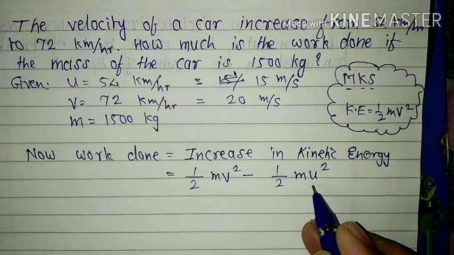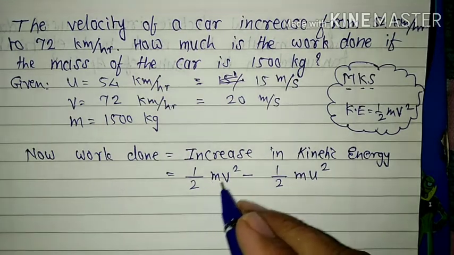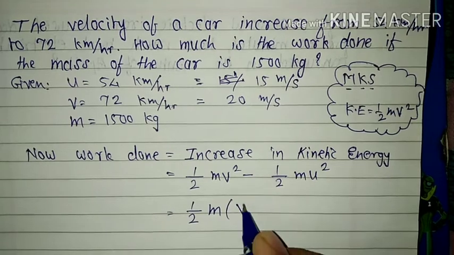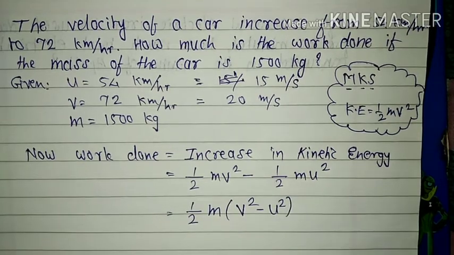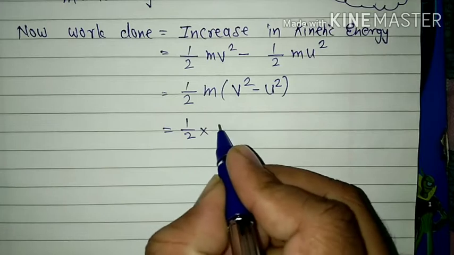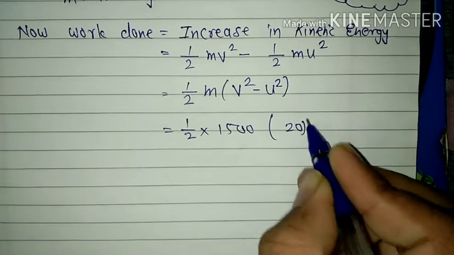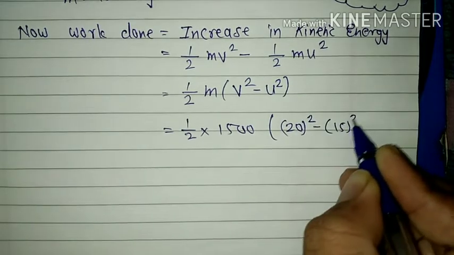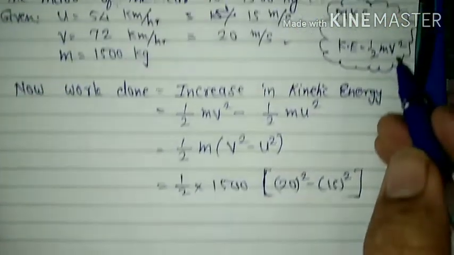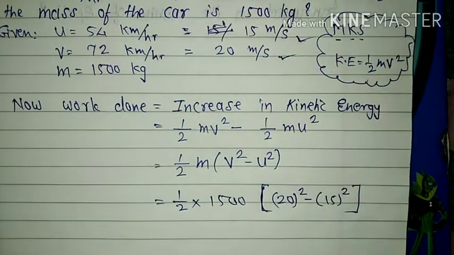mu square that means initial velocity था ना, तो v that means velocity, तो initial velocity का energy and final velocity के साथ वाला energy is equal to 1 upon 2, we can take common, m we can take common, v square minus u square, is equal to 1 upon 2 into 1500 in bracket 20 square minus 15 square. Final velocity, initial velocity. Final velocity is 20, initial velocity is 15 meter per second.